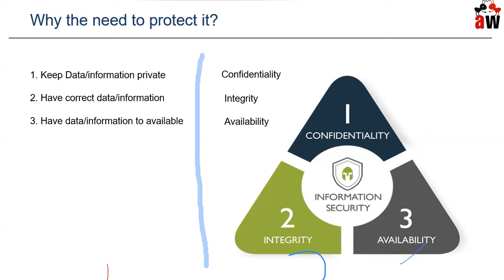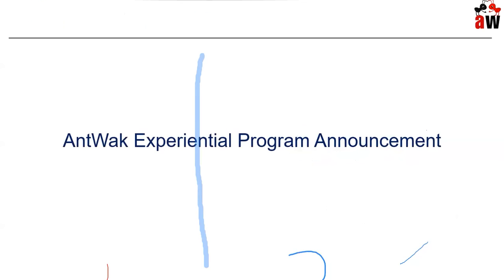So confidentiality may mean some kind of encryption. Integrity may mean to check the data that is valid. Availability will come into play where you have load balancers and you have redundancies, or you have backups of all your data. So anywhere you're working in cybersecurity, you will end up doing some sort of work with the CIA triad, right? So this is where you need to focus on. And AntWak has the program that you can enroll into, where you can learn more about this. So the next slide is basically about the AntWak program.